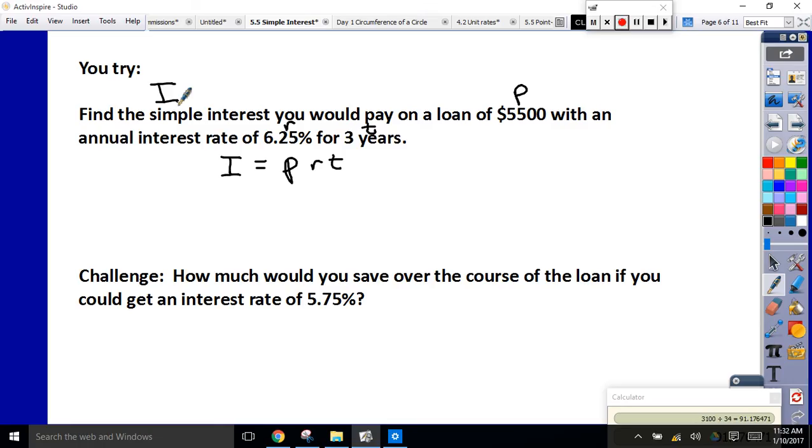Before we write that, let's write I equals. Keep it really nice and organized. Okay, 5,500. And I'm going to use parentheses to show multiplication. I could also use dots. Okay? Times your rate. No, rate is next.